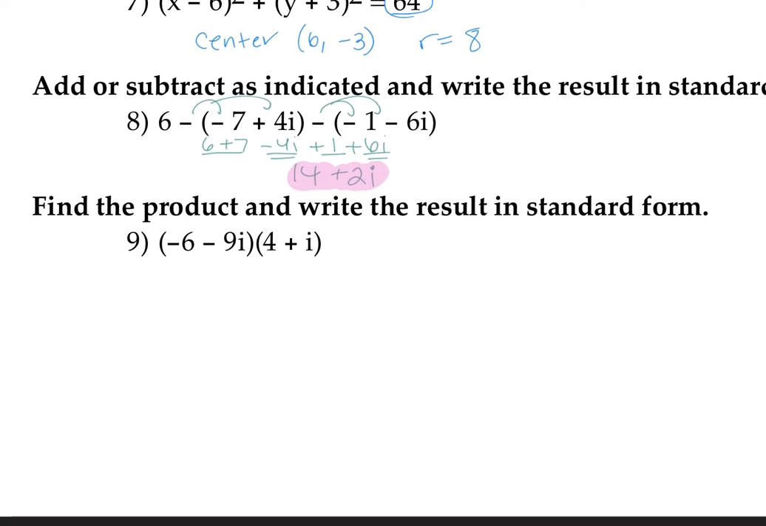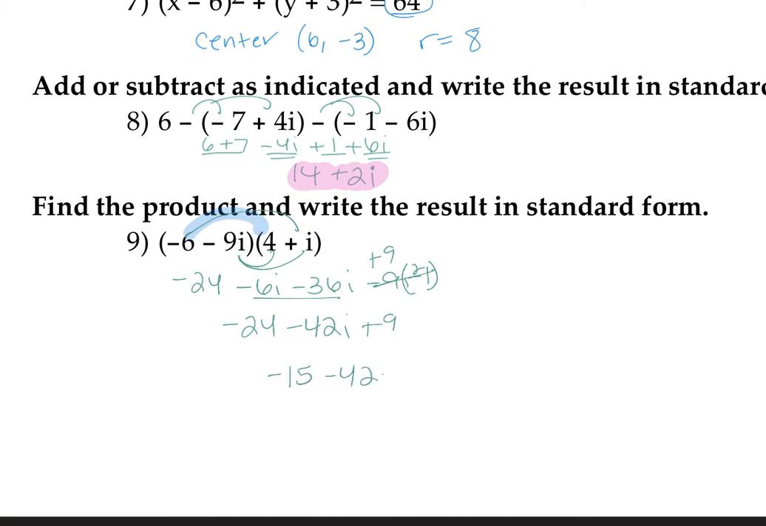For number 9, we're going to FOIL this out. So negative 6 times 4 is negative 24, negative 6 times i, negative 9i times 4 is negative 36i, and then negative 9i times i is negative 9i squared. We can combine these, so 42i, i squared becomes negative 1, and this becomes positive 9. So this is negative 15 minus 42i.